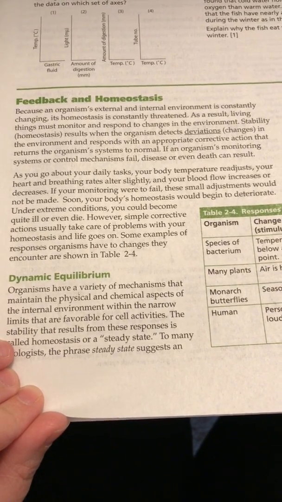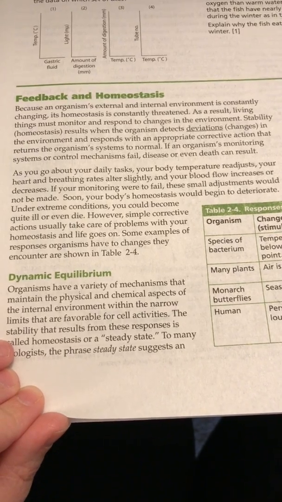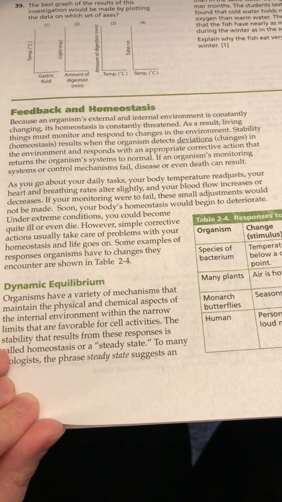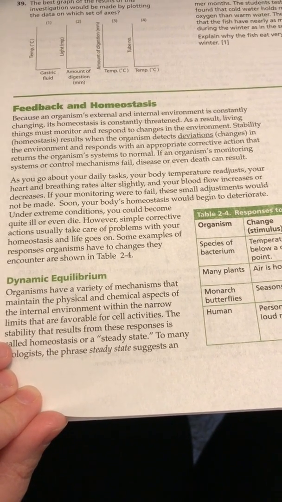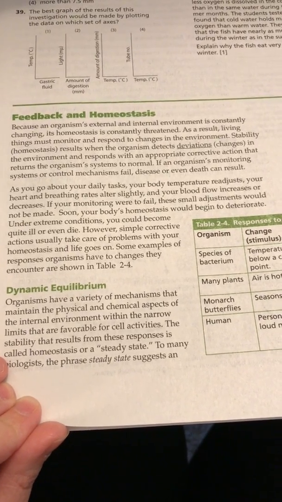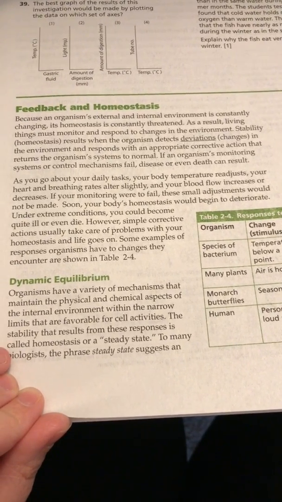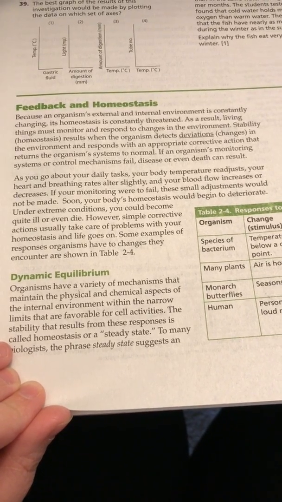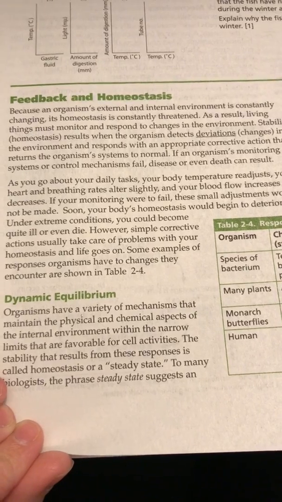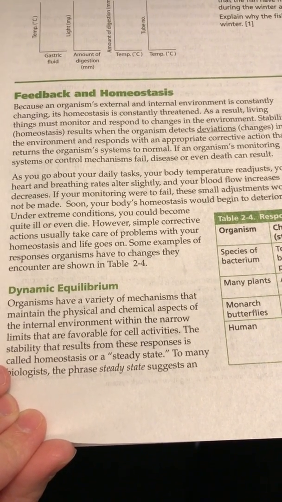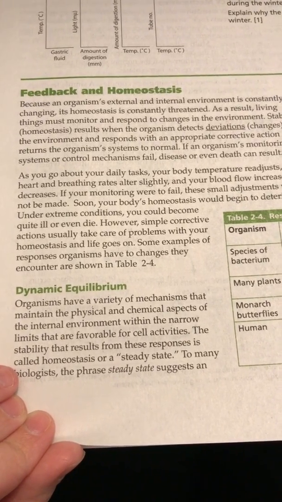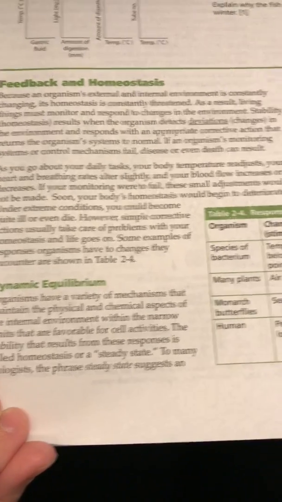As you go about your daily tasks, your body temperature readjusts, your heart and breathing rates alter slightly, and your blood flow increases or decreases. If your monitoring were to fail, these small adjustments would not be made. Soon your body's homeostasis would begin to deteriorate. Under extreme conditions, you could become quite ill or even die. However, simple corrective actions usually take care of problems with your homeostasis and life goes on. Some examples of responses organisms have to changes they can encounter are shown in Table 2.4.